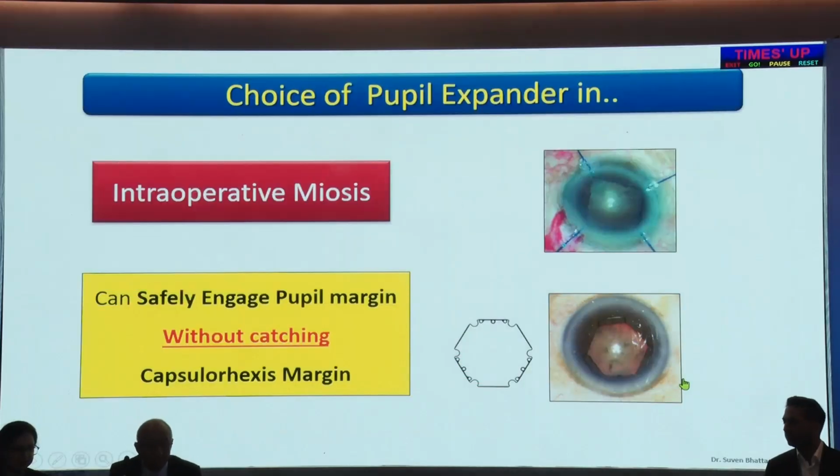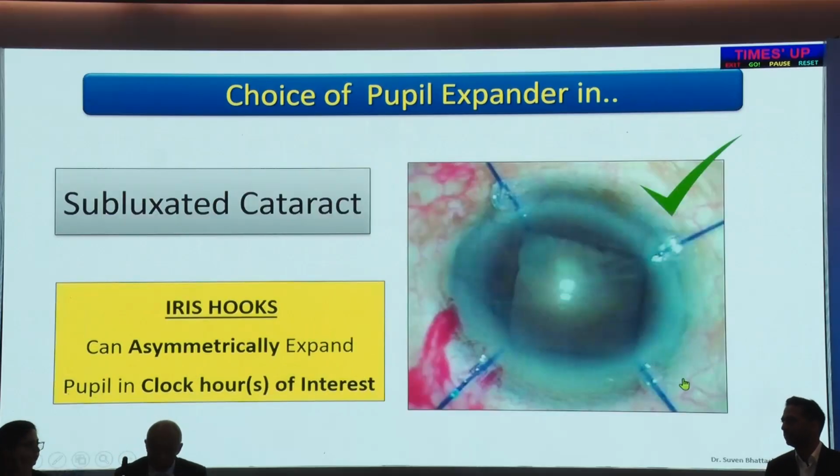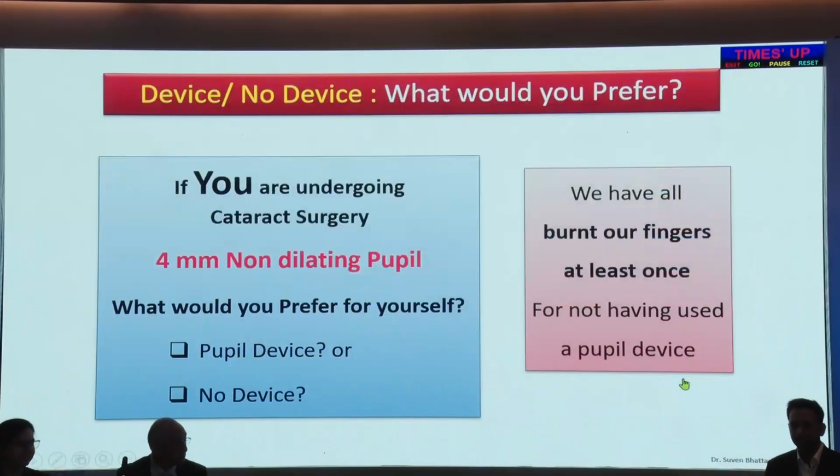And now, choice of pupil expander in intraop meiosis could be iris hooks or a BHEX or a B-Octa or Mulligan, whatever you choose. But if you have a subluxated cataract, I'd always go for iris hooks. Always remember, for small people, I always say this should be a take-home message. If you are undergoing cataract surgery and have a 4 millimeter pupil, what would you prefer your surgeon to do? Use the device or be heroic?